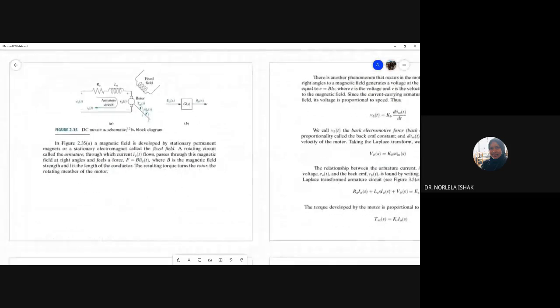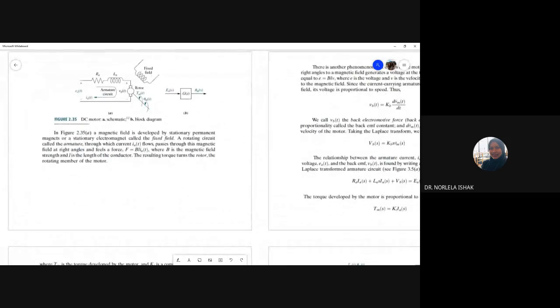Okay, this is also the explanation. Okay, DC motor.